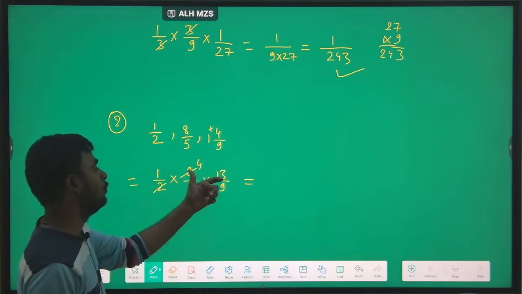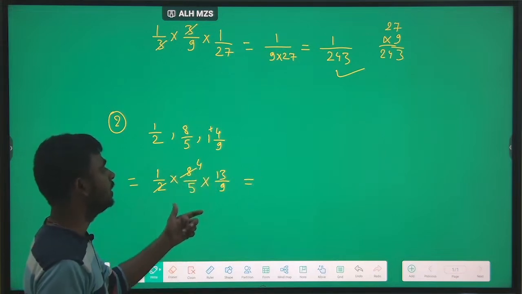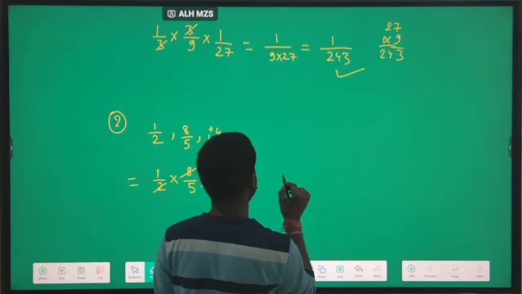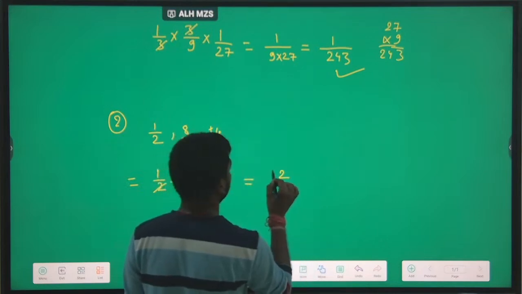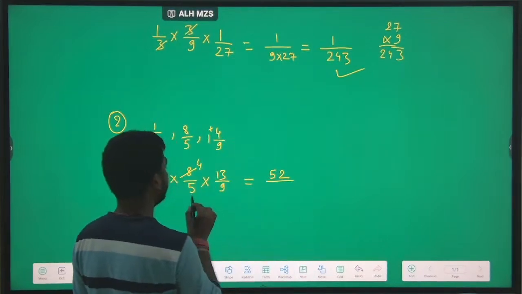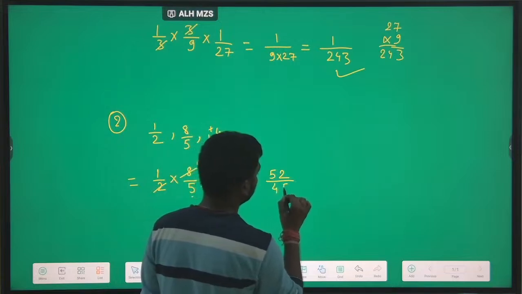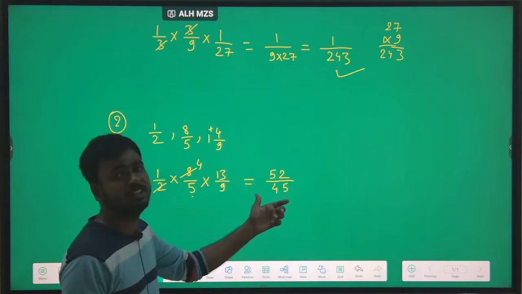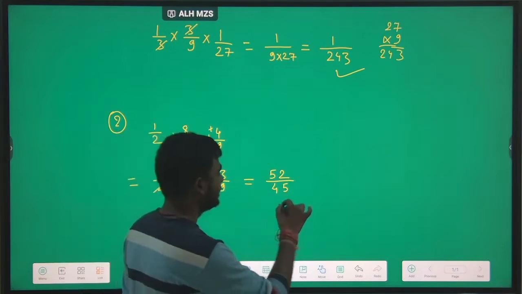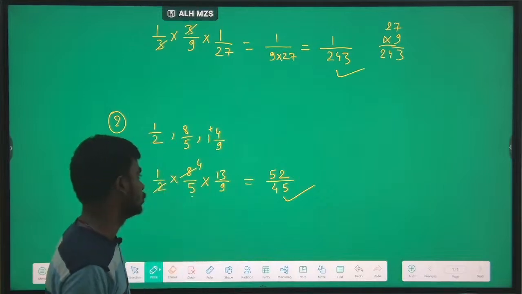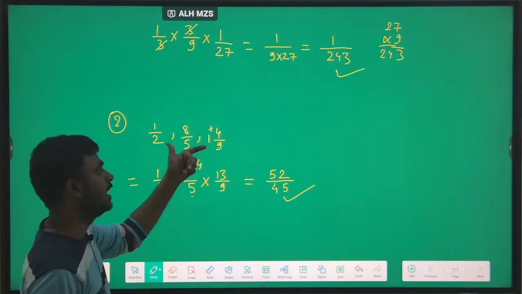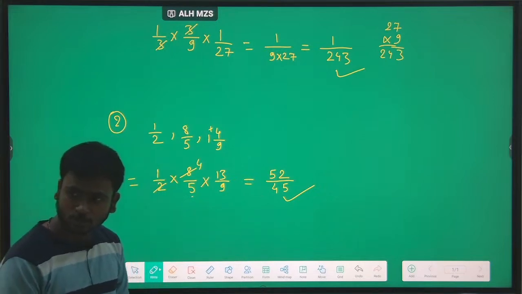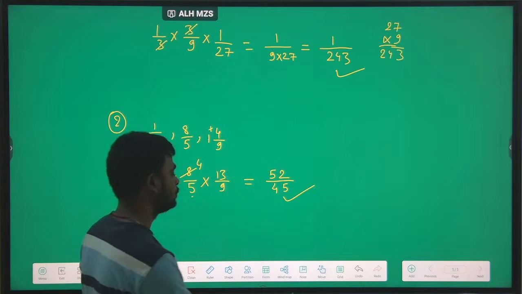So what will we do? We will multiply the numerator with the numerator and the denominator with the denominator. So what will be the value? The value will be 4 3s are 12, 4 1s are 4, 1 5, 52, and 9 into 5 will be 45. And since it cannot be converted into simpler forms, this will be our answer. So we have multiplied these three fractions and we got the value as 52 upon 45. Is it okay?